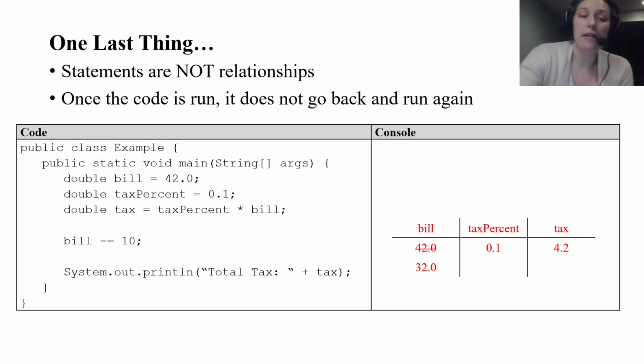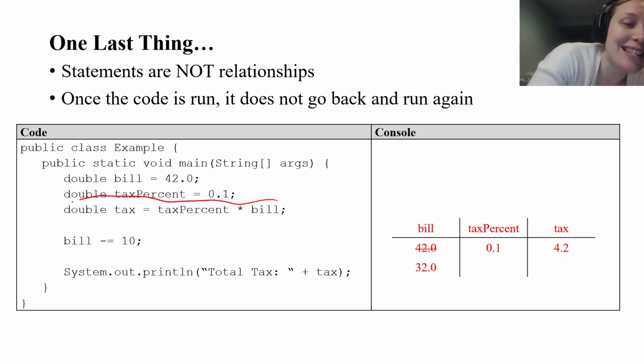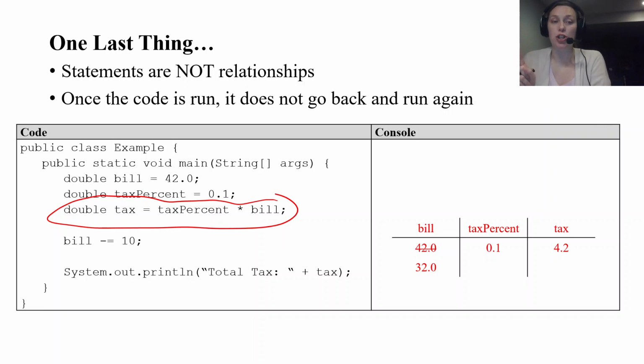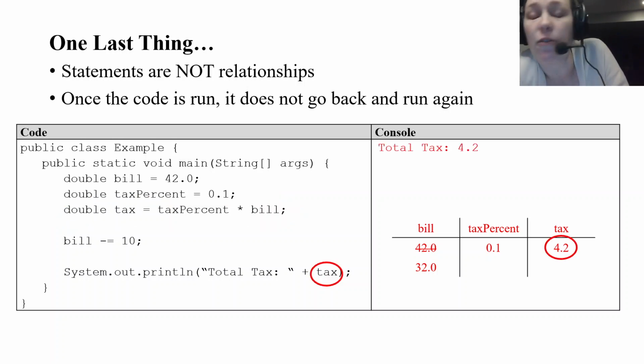Now, be careful. That does not mean that this statement is a relationship. So when you took $10 out of your bill, your tax does not get recalculated at all. Tax was already calculated. It is done and over. Okay? It does not go back and run that relationship again. Okay? So if I were to print off the total tax right here, total tax plus tax, tax is still 4.2. Okay? It does not change because my bill changed. Okay? Statements are not relationships.